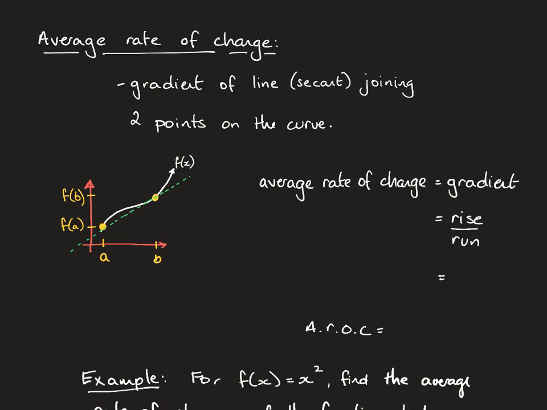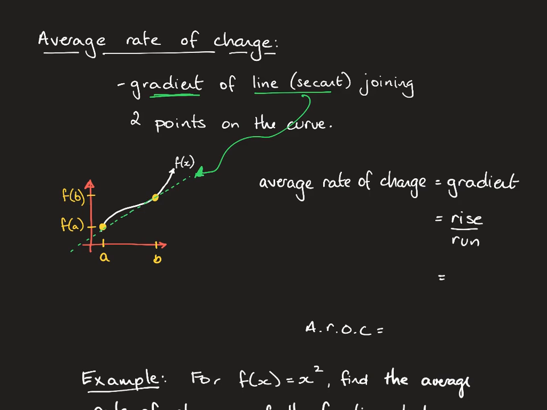So the average rate of change of a function is normally talked about as being the rate of change between two x values. So we've got an x value of a here and an x value of b here. And the average rate of change is the gradient of a straight line called a secant. So that's this line here. And a secant is a line that joins 2 points on a curve.